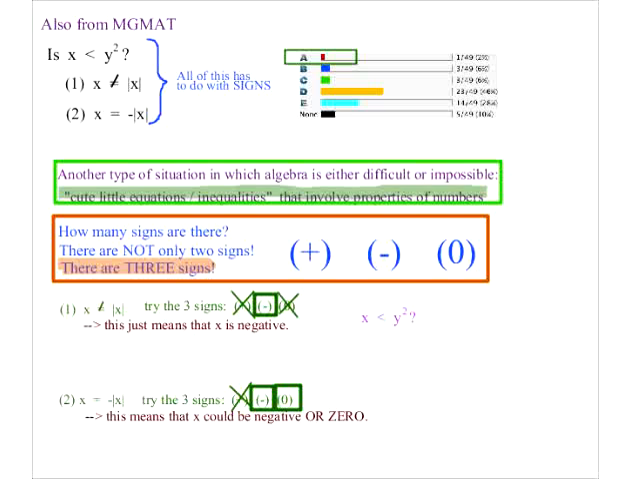It does not have to be positive. It is really, really important. So even if we know nothing about y, y squared is either zero or positive. In this statement, x is negative. So that's sufficient, because a negative number is always going to be less than a number that is zero or positive. So, right, that's a sufficient statement.